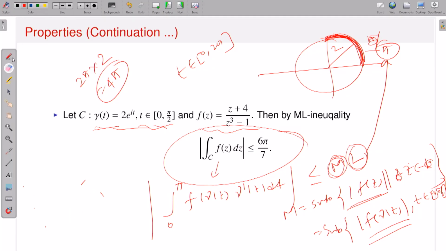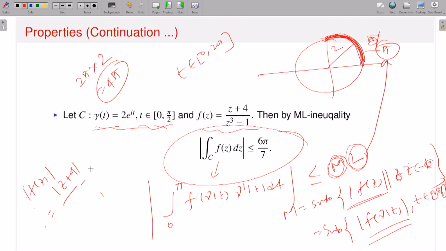I'm just doing it, okay. So look, what is f of z? f of z absolute, which is the same as absolute of z plus 4 divided by z^q minus 1, right? Now I will use one inequality.